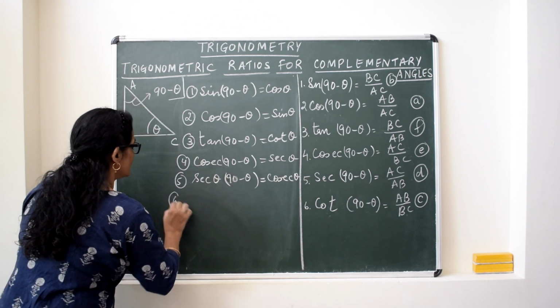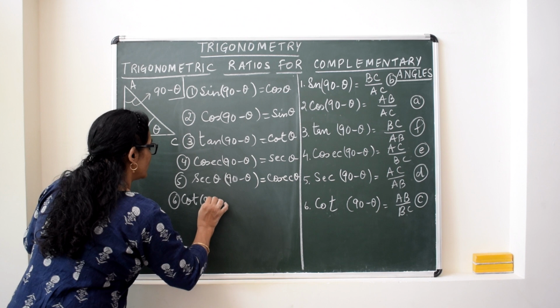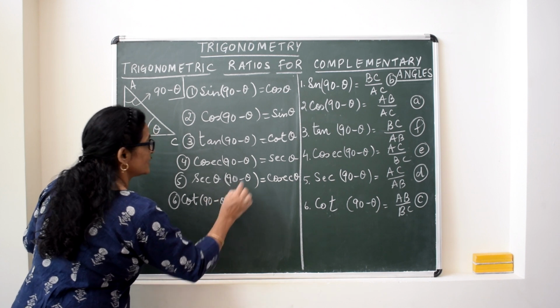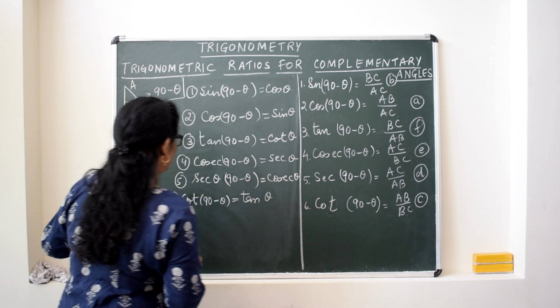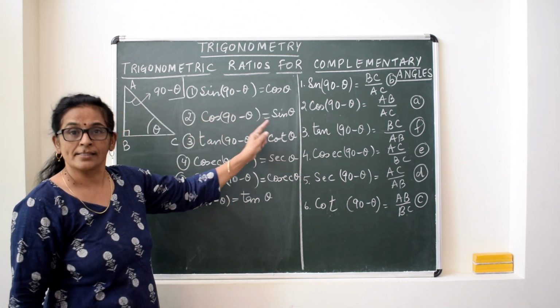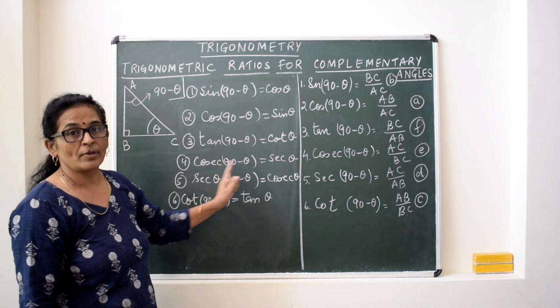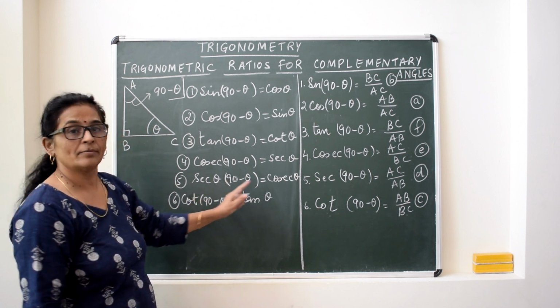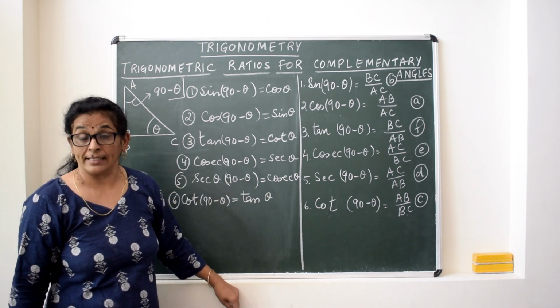And the last is cot 90 minus theta, that is tan theta. So what we have seen? Sin 90 minus theta is cos theta, cos 90 minus theta is sin theta, tan 90 minus theta is cot theta, cosec 90 minus theta is sec theta, sec 90 minus theta is cosec theta, and cot 90 minus theta is tan theta.